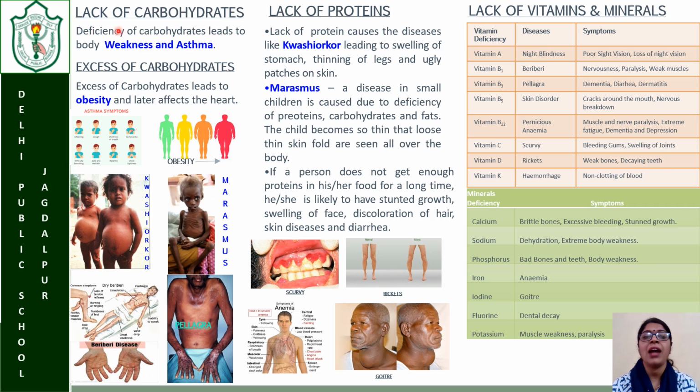Now you can see that lack of carbohydrate, that means energy giving food is lacking. So energy is lacking. So what happens? That leads to weakness and asthma. Asthma, you know, is a condition in which the person is unable to breathe properly. That is called asthma. You can see that the person is unable to breathe. You can just enlarge it and you get to know.